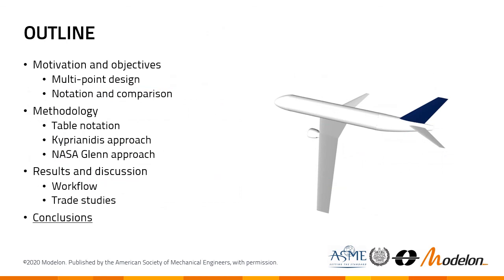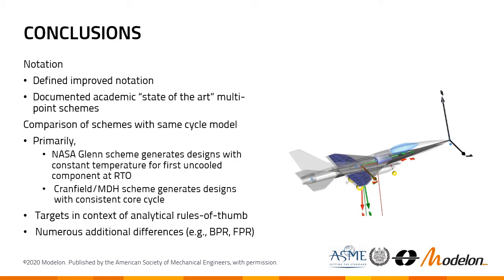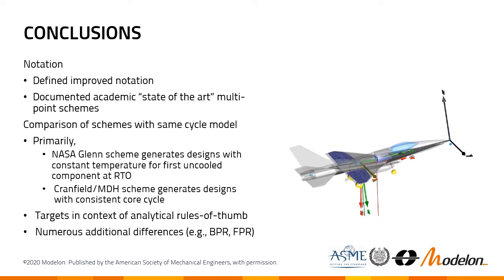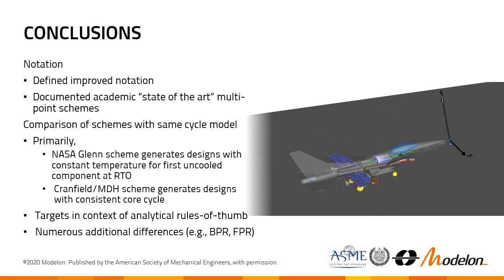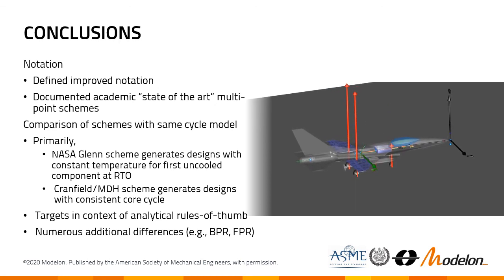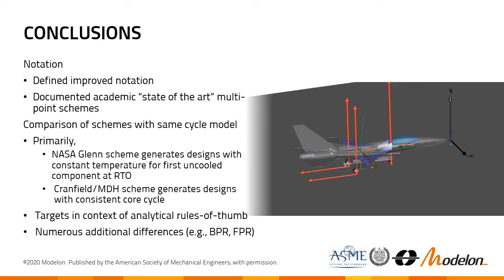This already takes us to the conclusions. We saw the improved notation for those multi-point schemes and the documentation of the two state-of-the-art schemes. We saw results for different schemes and the same cycle model. We also discussed how the designs differed between the Glenn scheme and the Cranfield scheme in terms of the design rationale. We also put the targets in context based on analytic rules of thumb by Guha. And in the paper, you can learn about several additional differences.